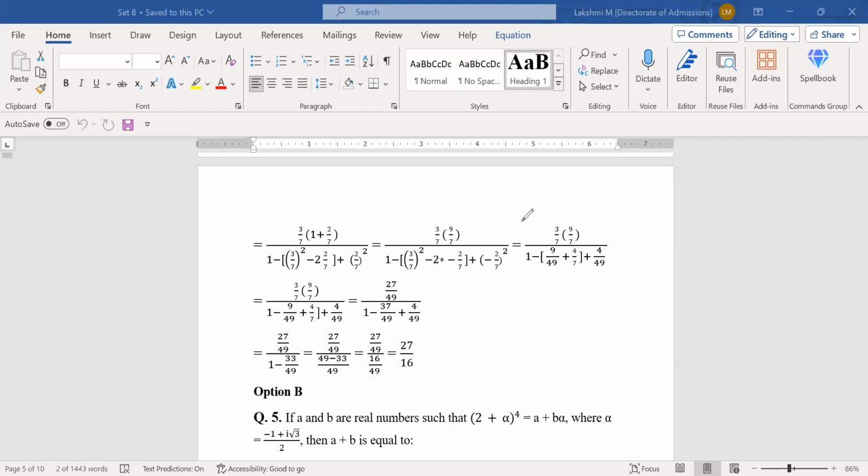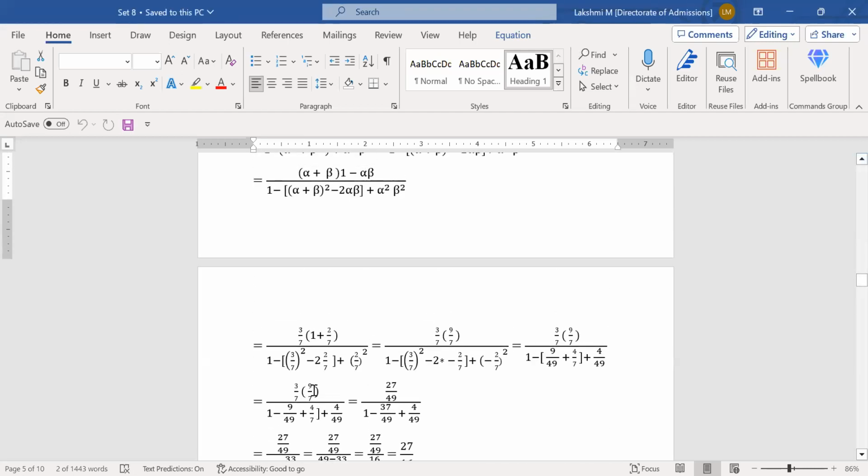Here what I have done. Okay, just a second, children. Yes. This is 3 by 7 whole square minus 2 into 2 by 7 plus 2 by 7 whole square, alpha beta whole square itself. So what it will be? 3 by 7 into 1 plus 2 by 7, that is 3 by 7 into 9 by 7, which is 27 by 49. This is 1 minus 9 by 49 minus 4 by 7. So when you're solving, you will get 37 by 49. This is something like 4 by 49.